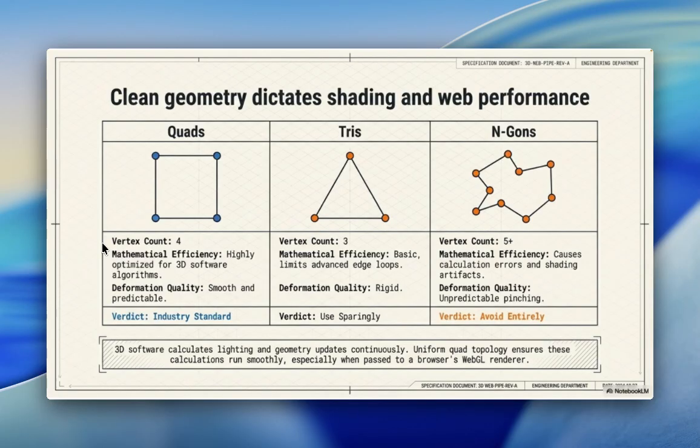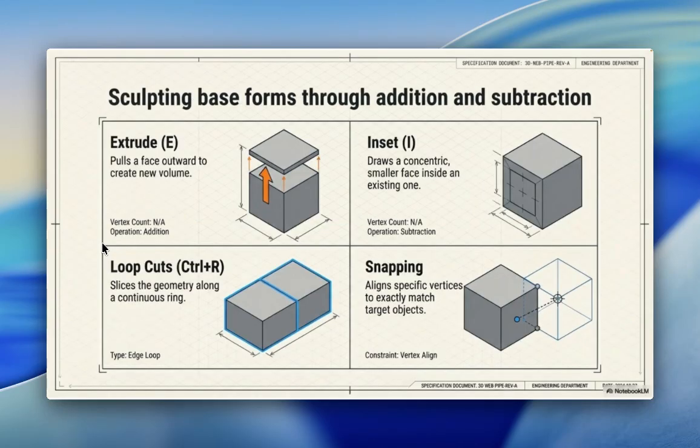3D software calculates lighting and geometry updates continuously, so with uniform quad topology these calculations run smoothly, especially when passed to a browser WebGL render. Sculpting forms through addition and subtraction. Extrude, E, pulls a face outward to create new volume. Vertex count non-replica operation. Addition. Inset, I, draws a concentric smaller face inside an existing one. Vertex count non-replica operation. Subtraction. Loop cuts, Control plus R, slice the geometry along a continuous ring.